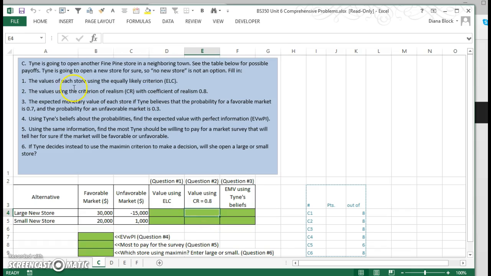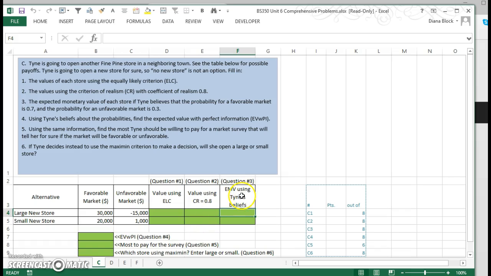Then the next part up here tells us to use the criterion of realism with a coefficient of realism of 0.8. So that means that we're going to take 0.8 times the larger of these two numbers, plus 0.2 times the smaller of those two numbers. And we'll do the same thing for the other option, the small store. We'll take 0.8 times the larger and 0.2 times the smaller. And those will give us our values using criterion of realism. And again, the exact formulas are still in the textbook where they were before. And so you can review that information in Chapter 3.